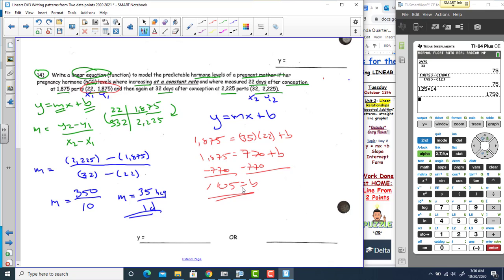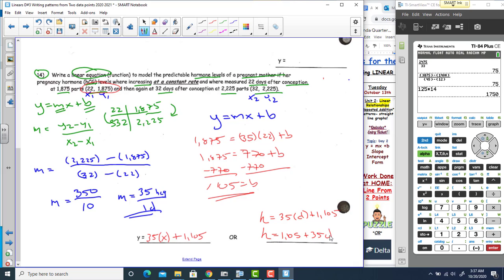Now that we know b, we can write a linear equation to describe this pattern. We're going up 35 units of the hormone per day, x number of times, starting at 1,105. Or if you want to use variables in the context of the question that better describe what we're talking about, you could say that the hormone level is equal to 35 per day, d, starting at 1,105. Or if you prefer, you can use a sentence to say the hormone level started at 1,105 and is increasing by 35 per day.